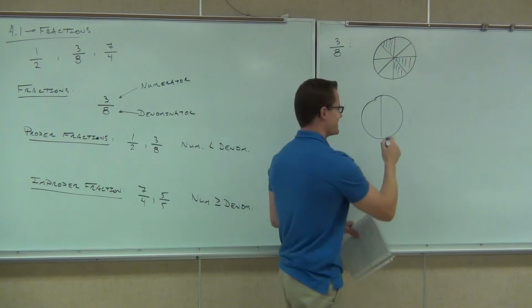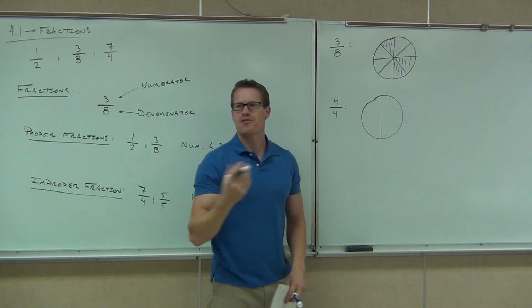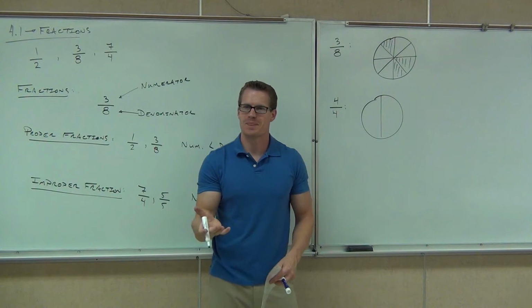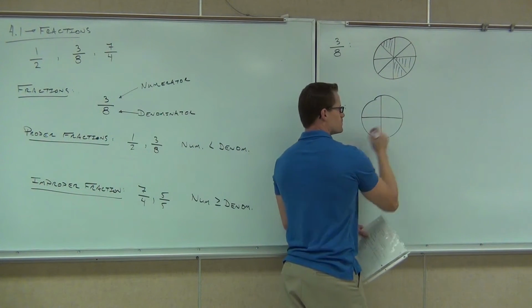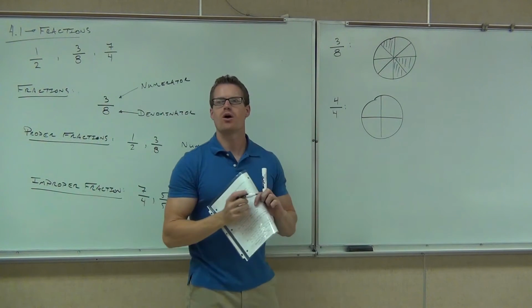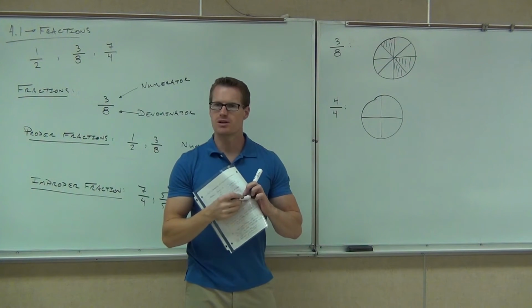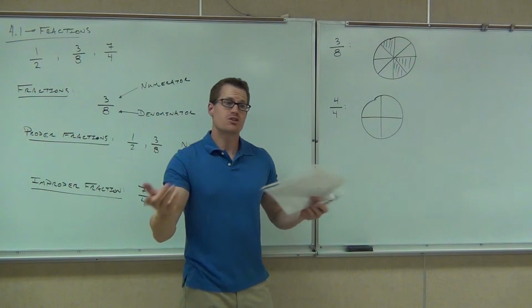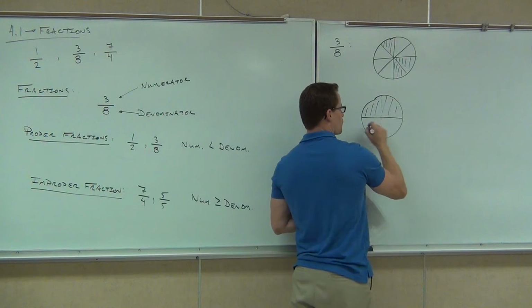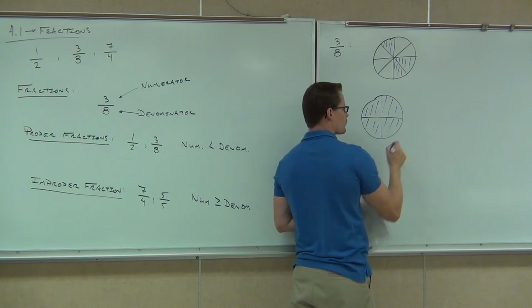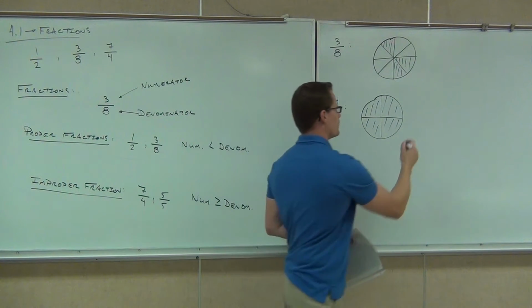How about 4/4? What's 4/4 mean? Well, this says break it into 4 parts. Sure, no problem. Then shade all 4 of them. If you've broken something into 4 parts and shaded all 4 of them, you've just shaded the whole thing, which is how we get the fact that 4/4 or 5/5 or anything over itself equals 1 whole.